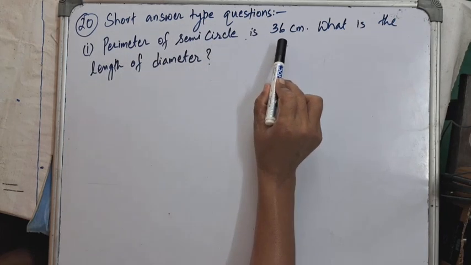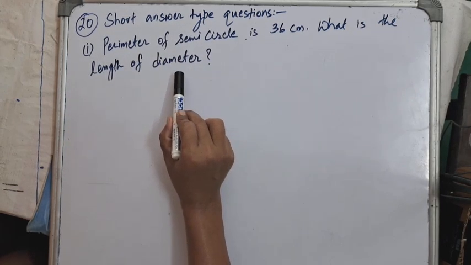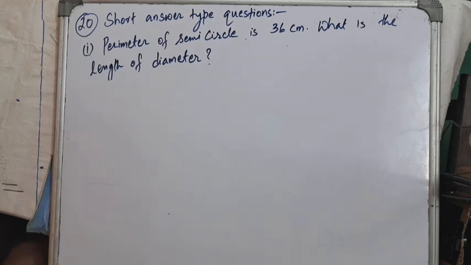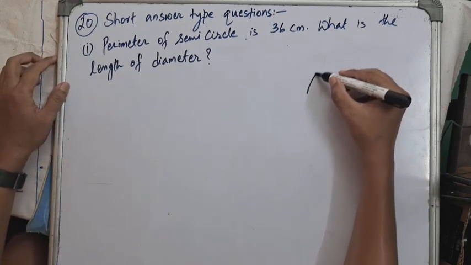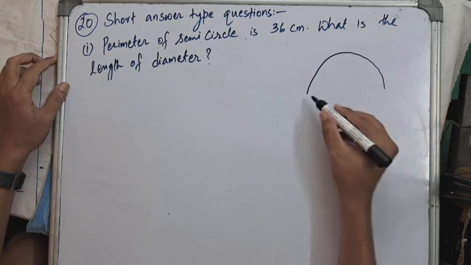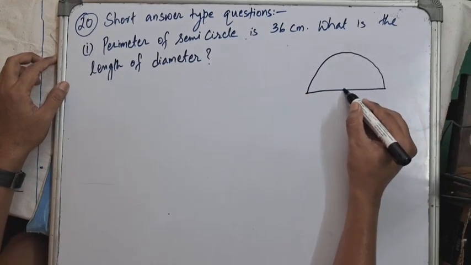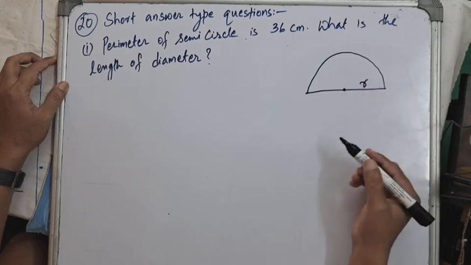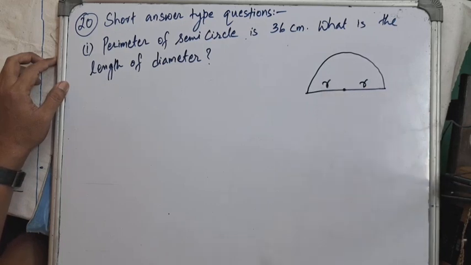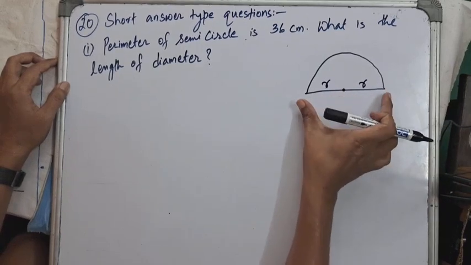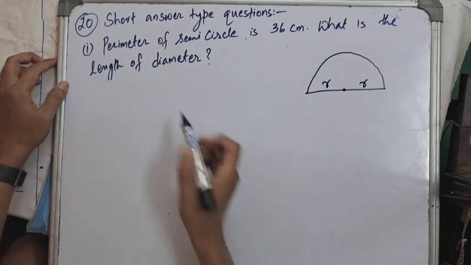Perimeter of semicircle is 36 centimeter. What is the length of diameter? Let's understand this question with the diagram. This is the semicircle and this is the diameter of this semicircle. Here we have the center, so this becomes the radius and this is another radius. Radius plus radius gives us the diameter of this semicircle.